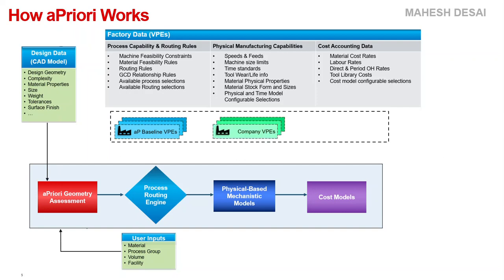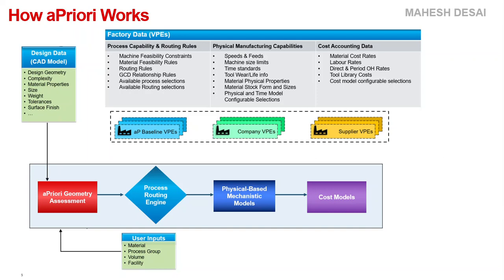Basically it will come with the aPriori baseline VPEs, from the aPriori tool itself. aPriori provides a basic VPE which is common, or general. It may not be accurate region-wise, like for the India zone, China, Europe, or America. There could be different material rates, labor rates, and machining rates. So based on that, aPriori provides a general baseline VPE.